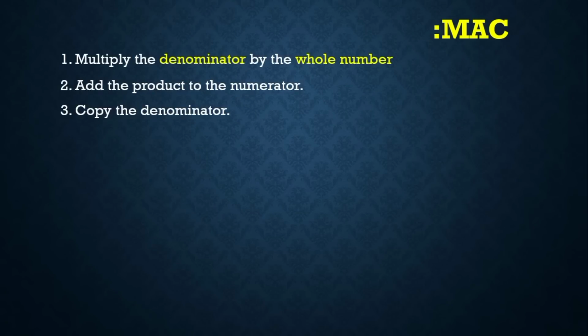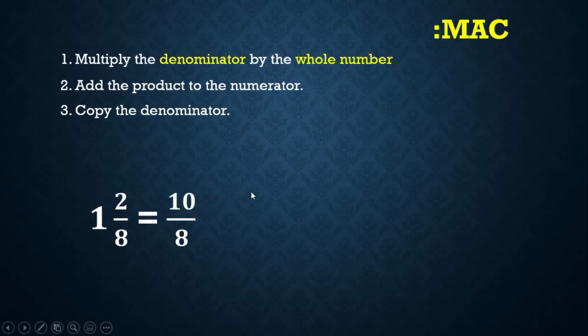Alright. So, paano natin ginagawa yung from mixed to improper fraction? Ito lang yung tatandaan natin. First, multiply the denominator by the whole number. Second, add the product to the numerator. And number 3, copy the denominator. Or use this para matandaan natin yung MAC. Okay, multiply, add, and copy.